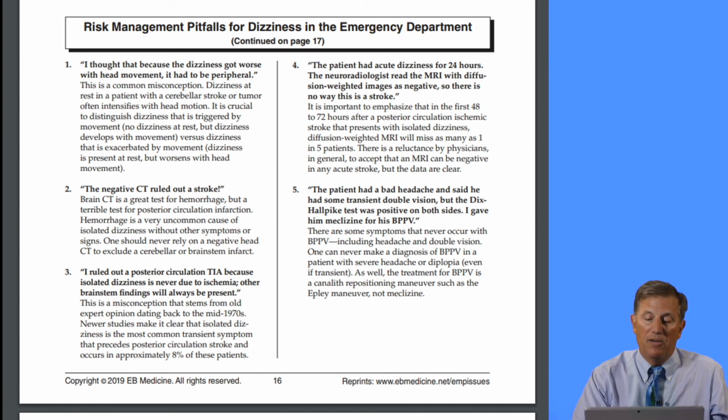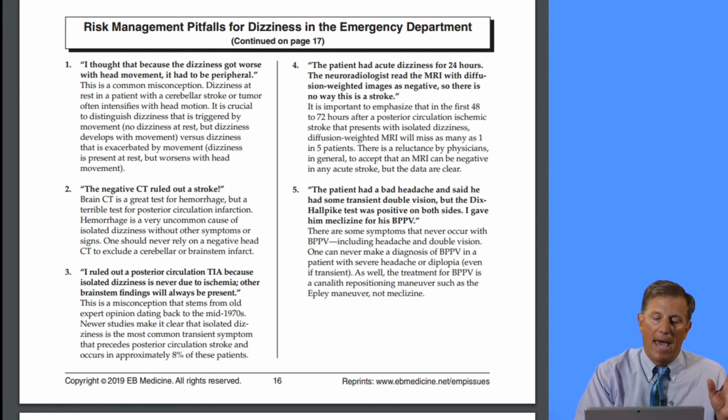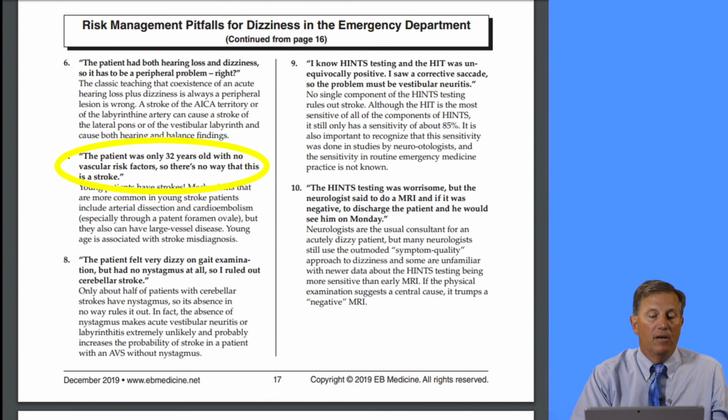Number five, the patient had a bad headache and said he had some transient double vision, but the Dix-Hallpike was positive. Therefore, I gave him meclizine for his BPPV. You can't do that. Double vision is problematic, as is headache. These suggest posterior circulation stroke. Number six, the patient had both hearing loss and dizziness, so it had to be a peripheral problem, right? Well, remember, hearing loss can occur in the setting of posterior circulation ischemia, and you need to be careful to rule out a posterior circulation stroke.